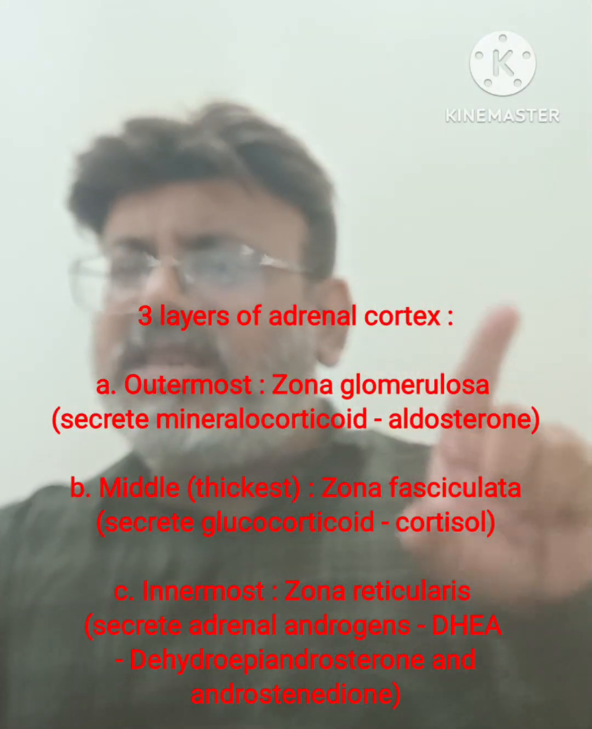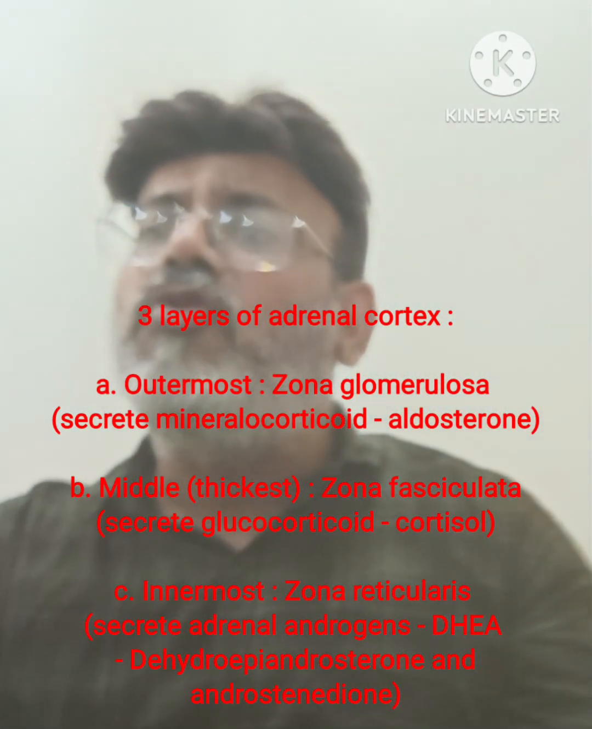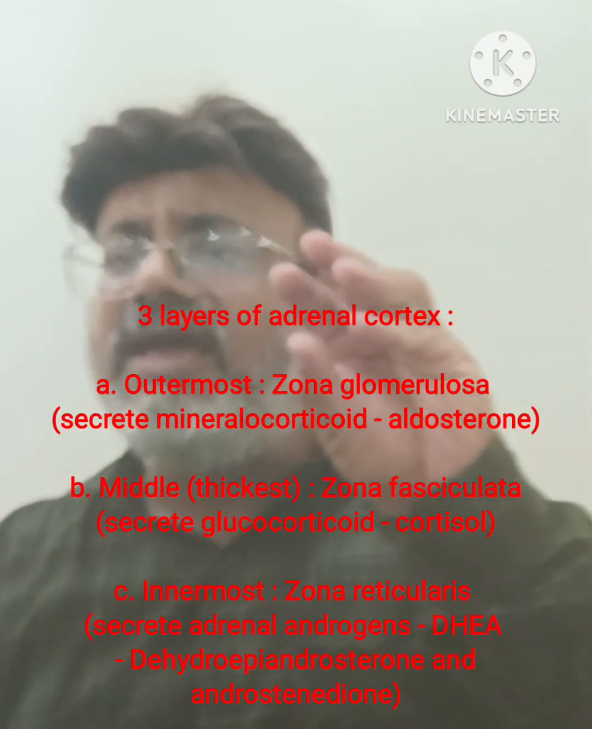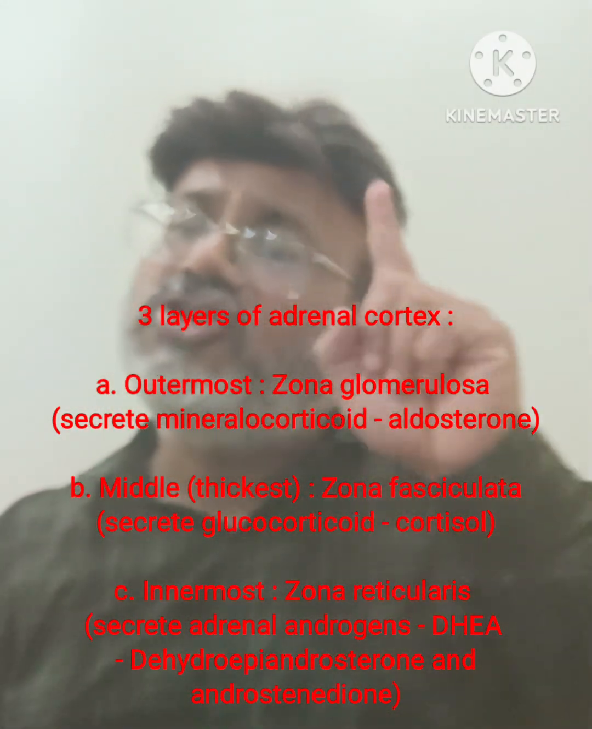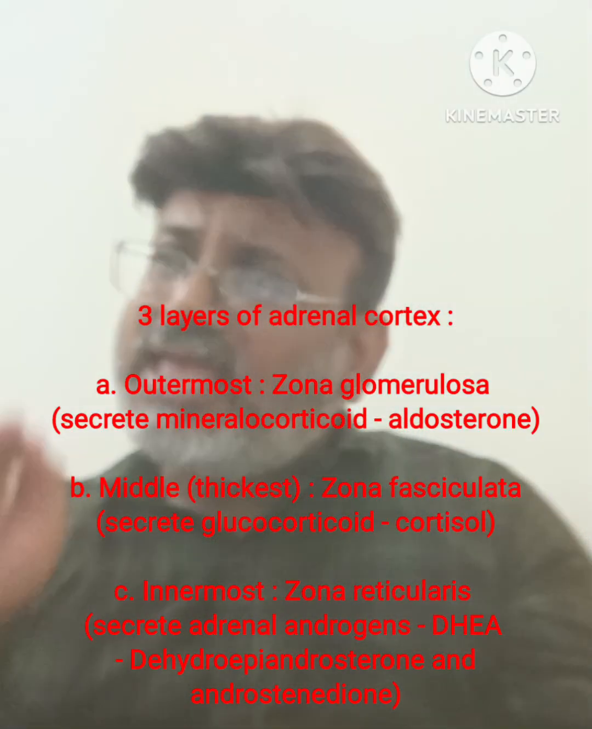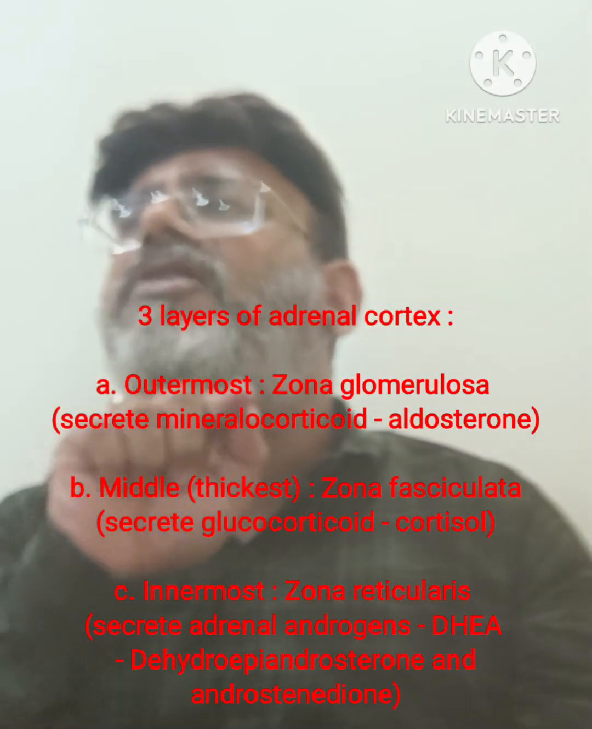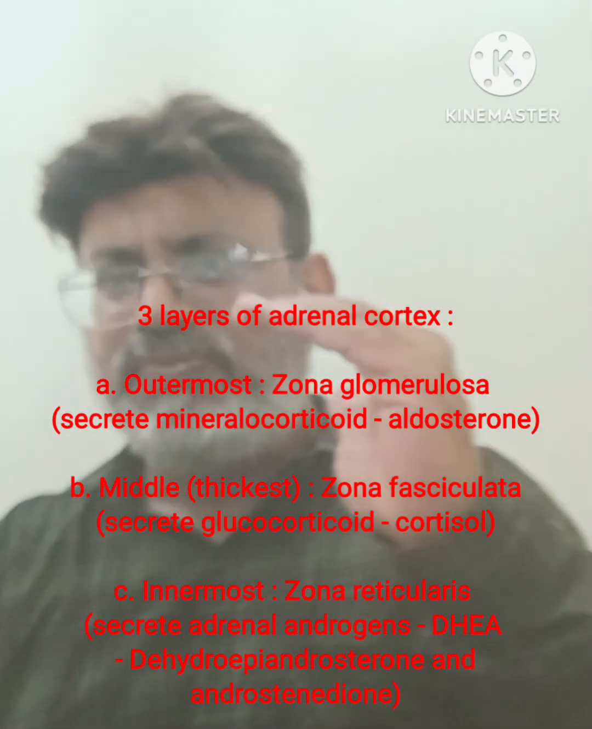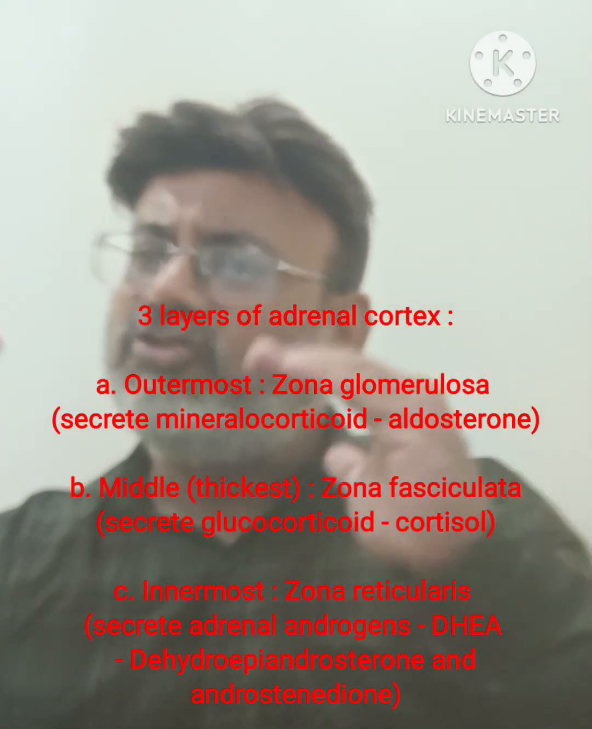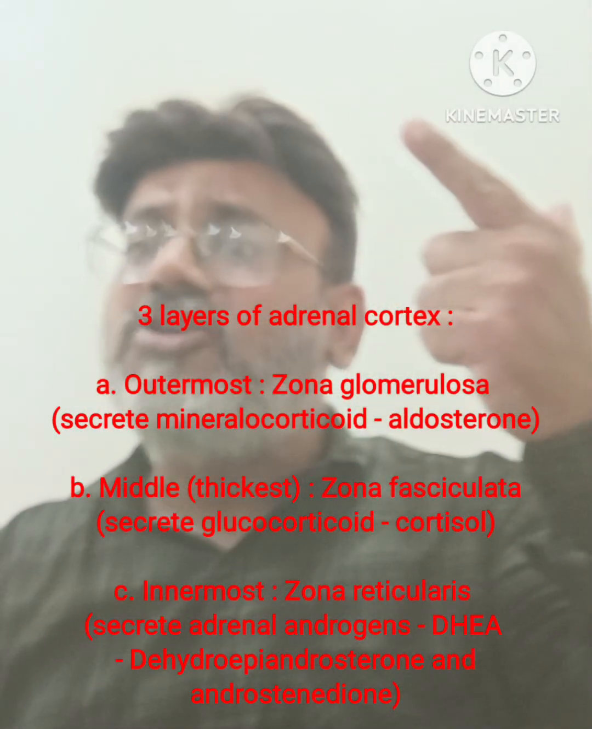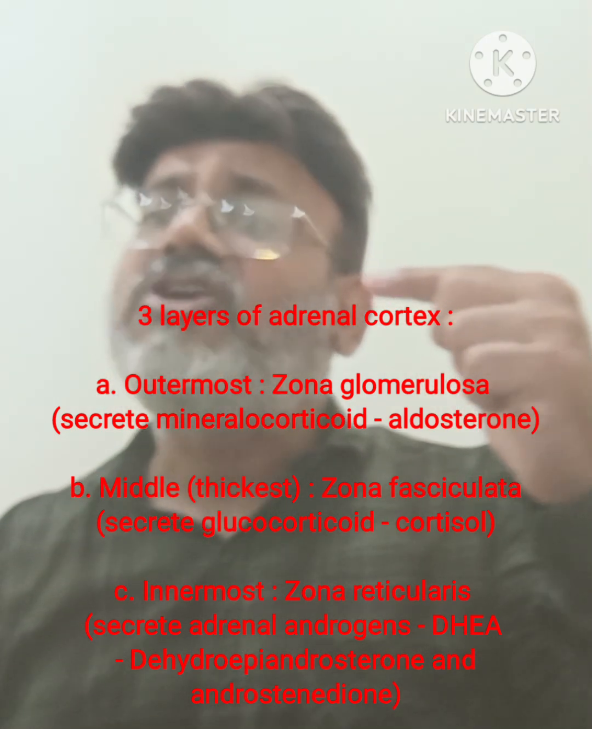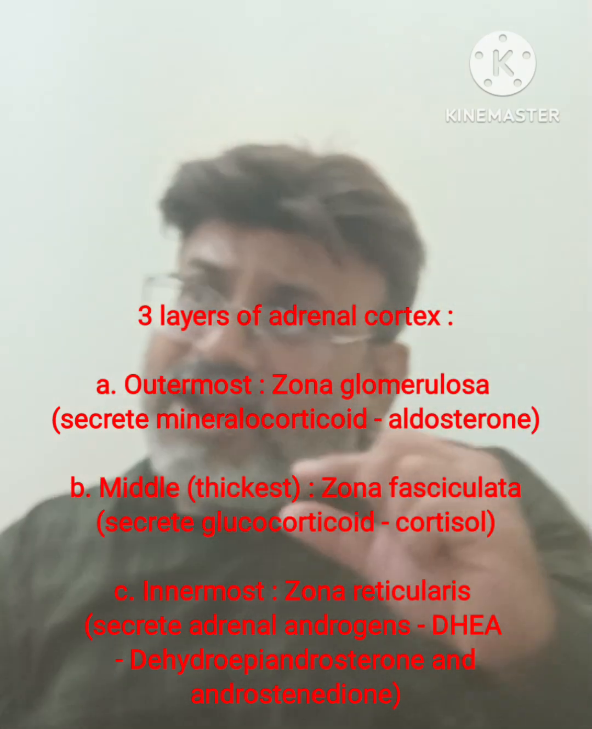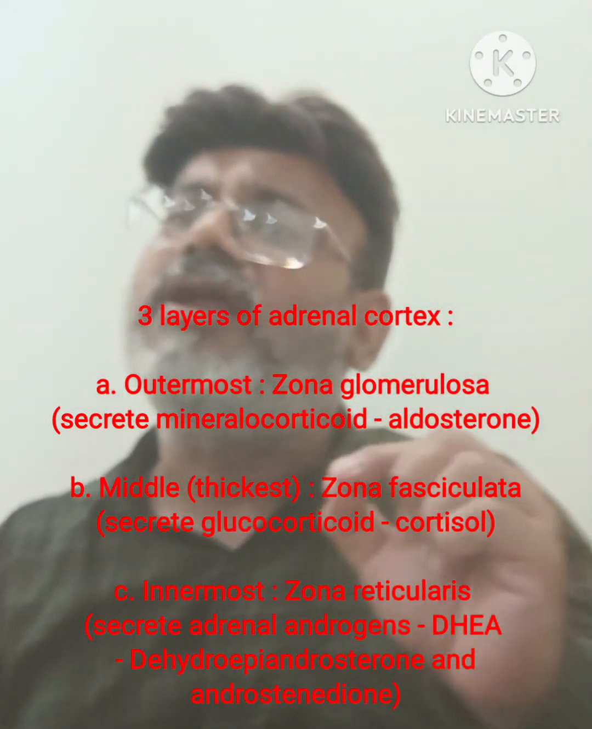The outermost layer is called zona glomerulosa. The middle layer is the thickest layer among these three, and this is called zona fasciculata. And the innermost layer is called zona reticularis. So, adrenal cortex is divided into three layers. The outermost layer is called zona glomerulosa. The middle layer, which is the thickest layer, is called zona fasciculata, and the innermost layer is called zona reticularis.